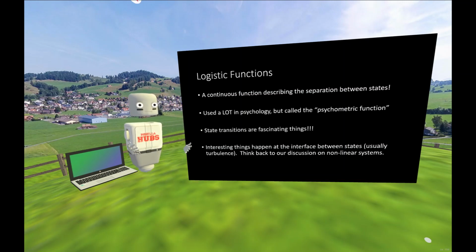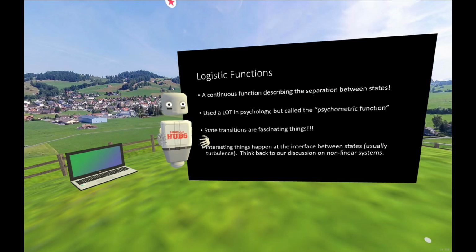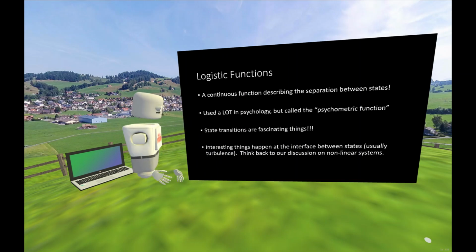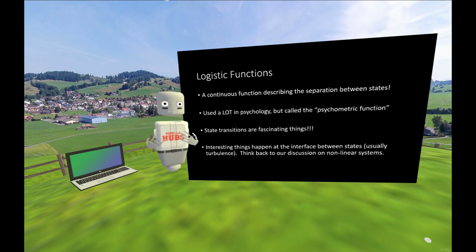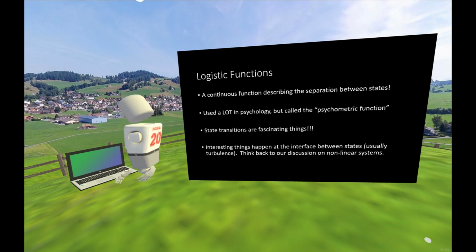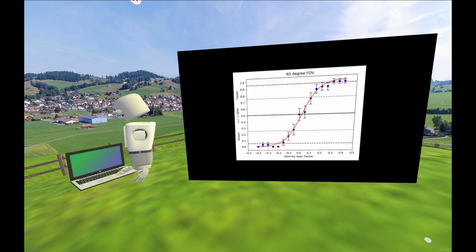So last time we left off talking about the concepts of what logistic regression is and how we can use it to model state changes. And we also talked about how this is used a lot in psychology and perception research, and sometimes referred to as the psychometric function. So I actually have an example of this being used in the wild.